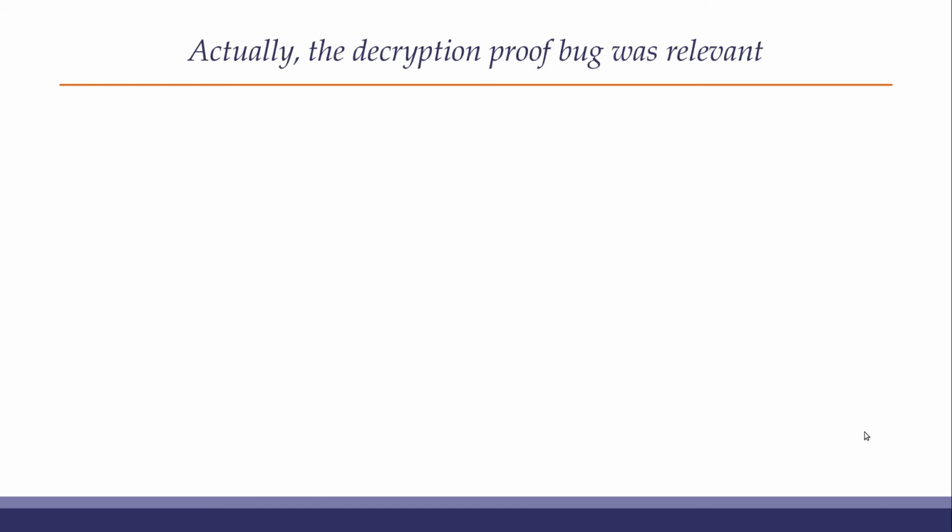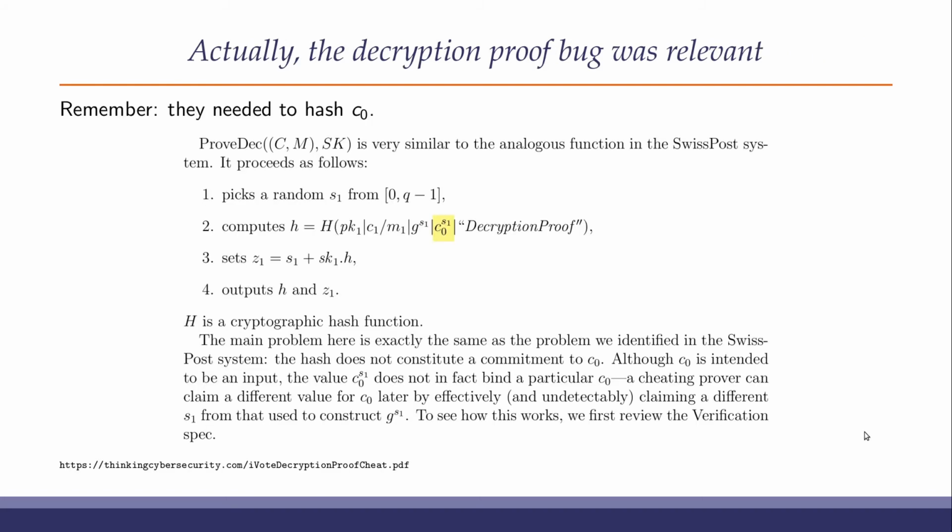Guess what? Actually, the decryption proof bug was relevant, and as soon as we got the opportunity to look at it more than 40 days after the election, it was immediately evident from 5 seconds of looking at their proof that they hadn't really fixed the bug. They had tried, but they hadn't. And you can download the report from there if you like. It's a very simple tweak of the same attack that works on the Swiss system.